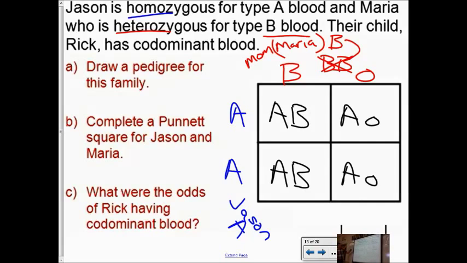So if I ask you what is, well, it says the son here, Rick, is codominant. And if we were doing a pedigree, we would do something like this. Here's Jason, married to a circle, Maria, and they have a baby. This is a pedigree, and he's Rick. And Jason has type A, and Maria has type B, and it says Rick has codominant blood. So you already know what his blood's going to be.